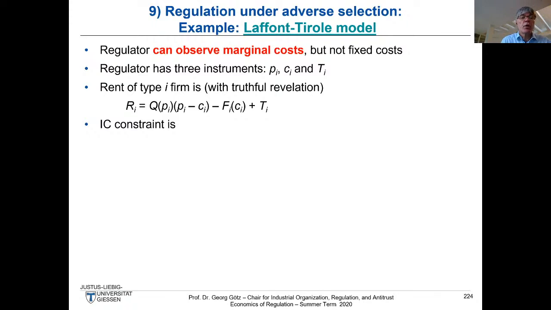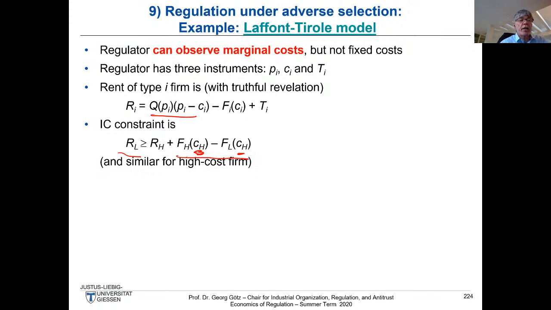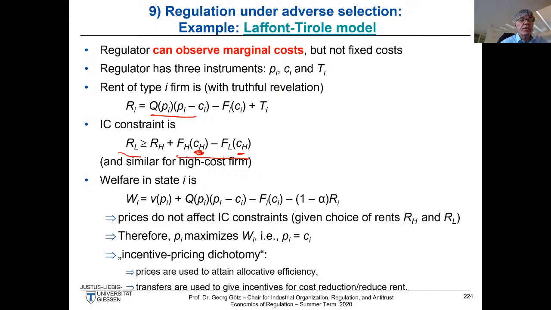The rent of the type with truthful revelation is just what we always had: operating profit minus marginal cost plus transfer. The incentive compatibility constraint of the low type is very easy, because that was the difference in the 2 lines. Remember, the fixed investment, the fixed cost the high type has, given the cost of the high type, and the fixed cost the low type has. Okay, and similar for the high cost type, but that's not relevant. And of course, only relevant is that the participation constraint for the high type is satisfied.